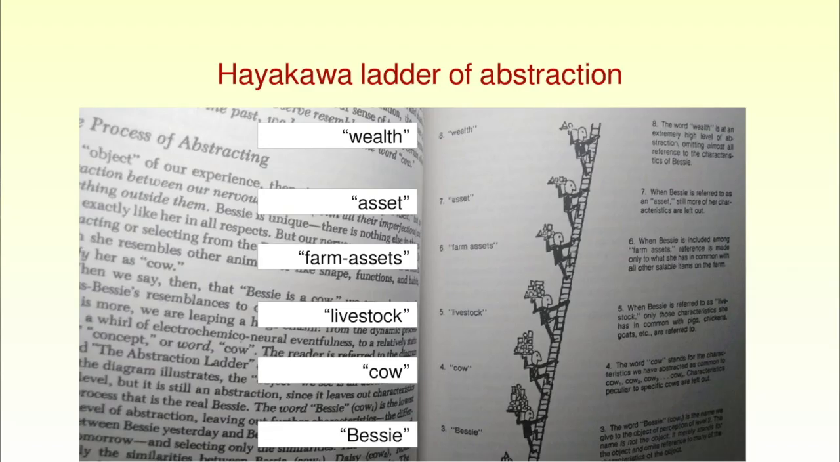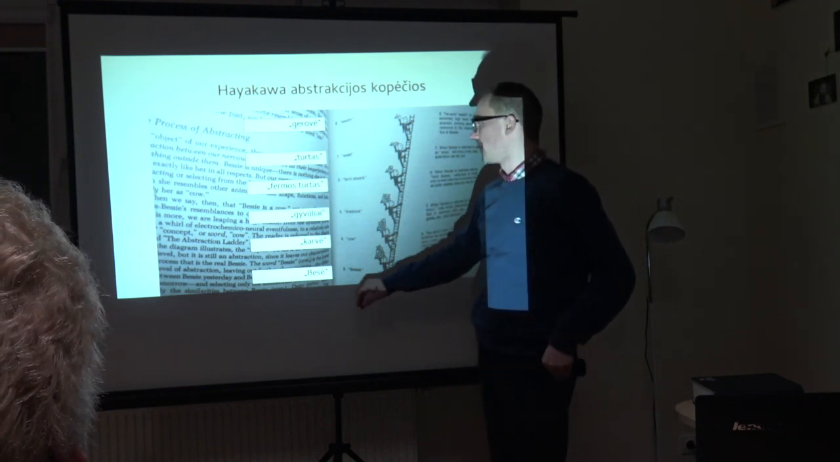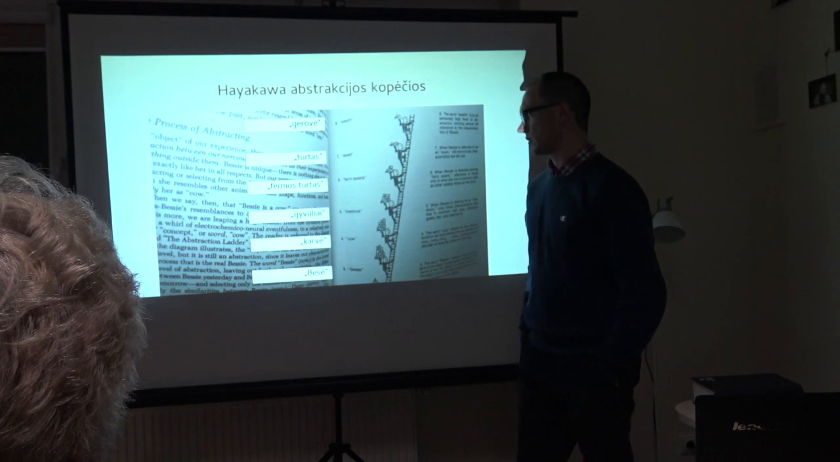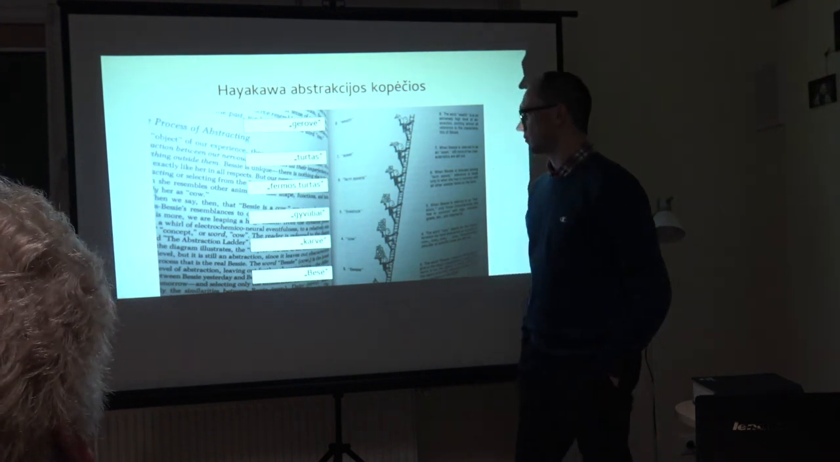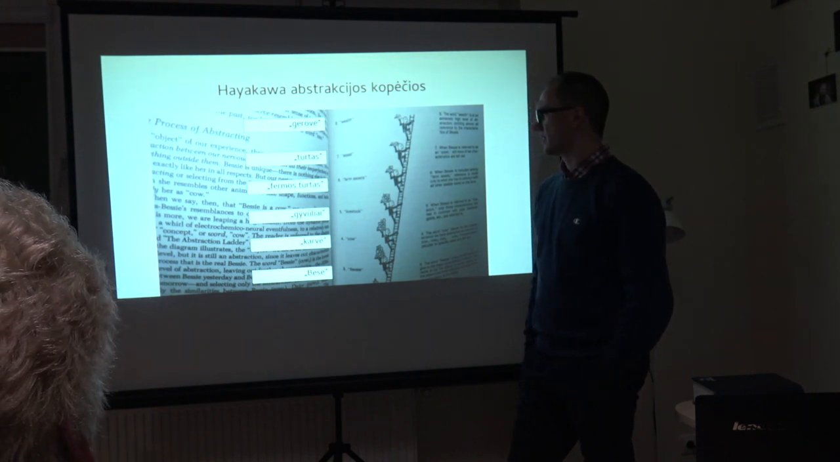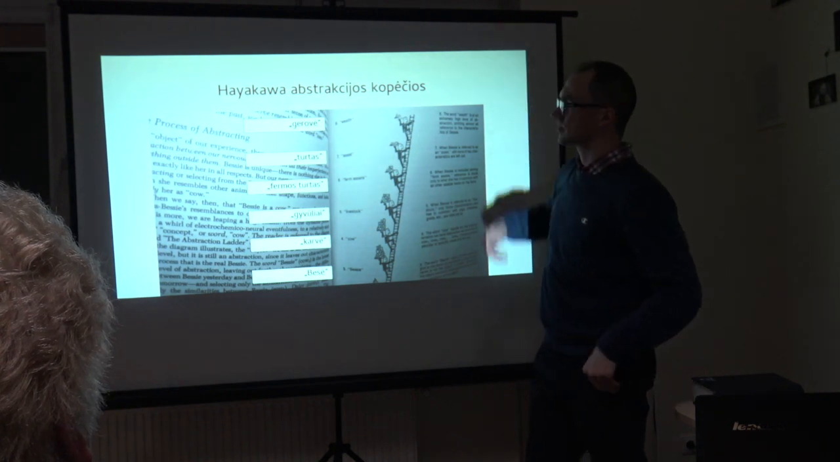So we can go up or we can go down. But at the lowest order of abstraction, we have a cow Bessie. She's just Bessie. She's not a cow, she's Bessie. And the owner loves her. But on the higher order of abstraction, we have just cow. On an even higher order of abstraction, we have animals, and we have less and less of Bessie. Deletion happens.